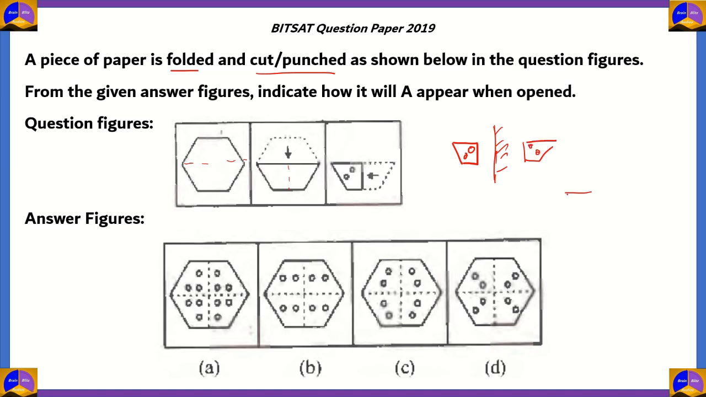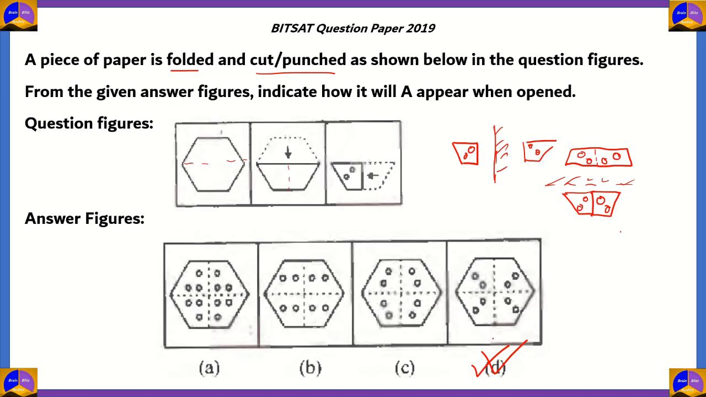And once you have found the mirror image, you can join them together, and that's how it will look once you have opened one of the folds. And from here, we can find out the water image, and the water image will look something like this. And when you open the last fold, the previous fold, in order to reveal the complete hexagon, then the hexagon will look similar to option D.